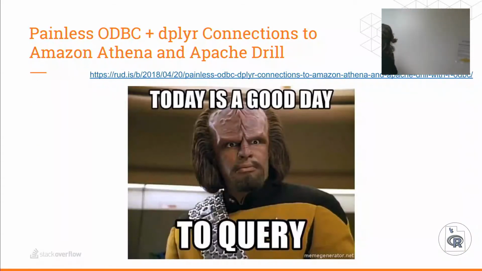Another one that I want to point you to is this blog post by Bob Rudis. Bob is an InfoSec data scientist, and he has a recent blog post from last month about how to connect to Amazon Athena and Apache Drill. These are more examples of databases that he has connected using the same stack that I talked about, ODBC and dplyr, and how to go about doing that. So these are all excellent resources for how to get started if you are interested in doing this for yourself.